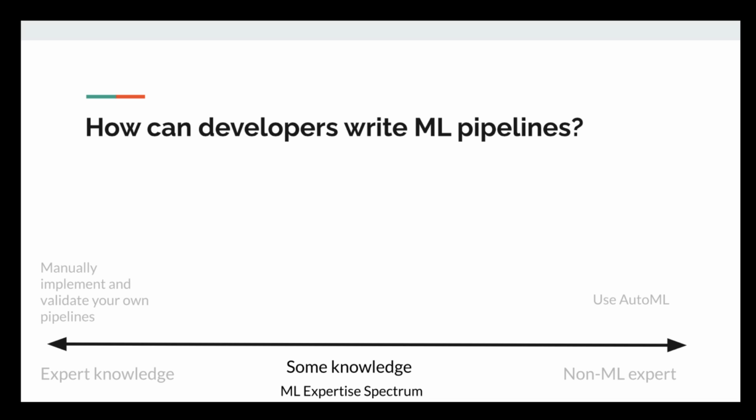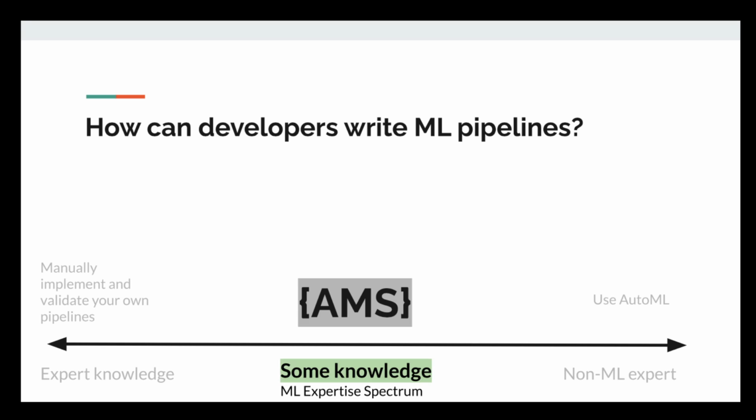So what this means is that there are people in this middle ground in the expertise spectrum that have some amount of knowledge. They know what they want in terms of a pipeline, but they don't know how to communicate it to an automated machine learning system. And this is where AMS comes in. AMS seeks to harness the developer's knowledge of what they want in a pipeline, automatically augment it, and provide it to an AutoML search system so that the pipelines that are searched more closely align with what the user wants.